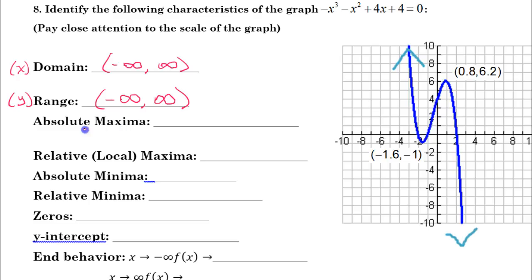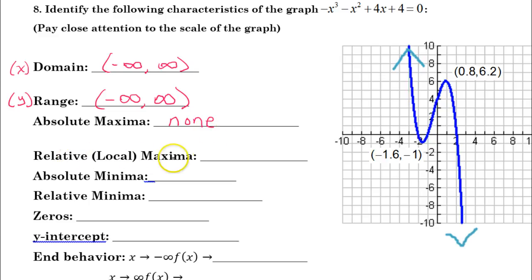All right, absolute maxima. What is the absolute maximum of this graph? What's the highest point of the function? There is no such point because the graph goes up forever. So for absolute maxima, we say there are none. All right, maxima is the plural of maximum.